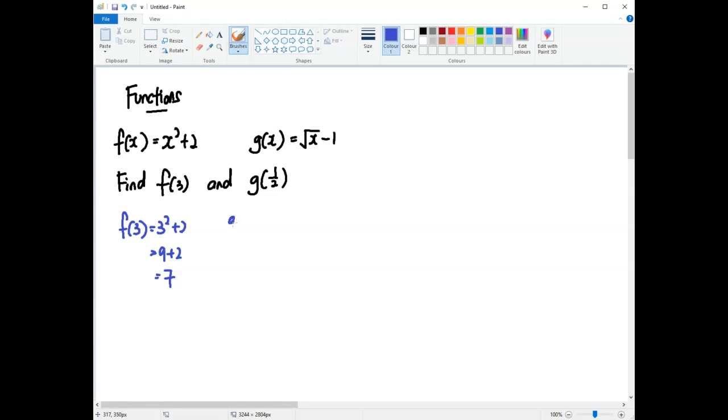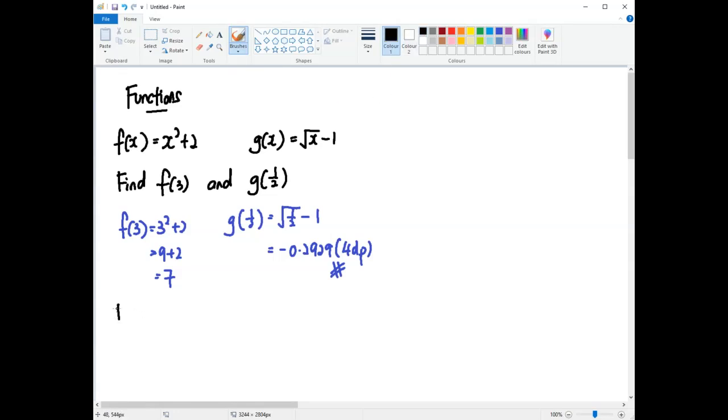Similarly, g(1/2) means replacing x with 1/2. Our answer is the square root of 1/2 minus 1. We can use our calculator to get the numerical answer. The square root of 1/2 minus 1 gives negative 0.2929, the answer in 4 decimal places. So it is very easy.